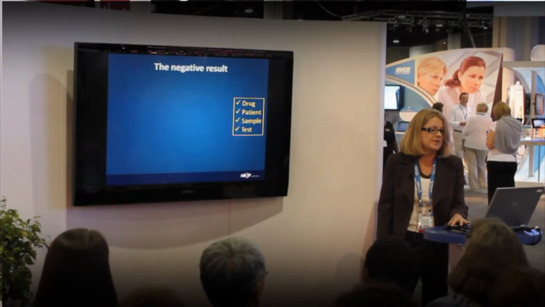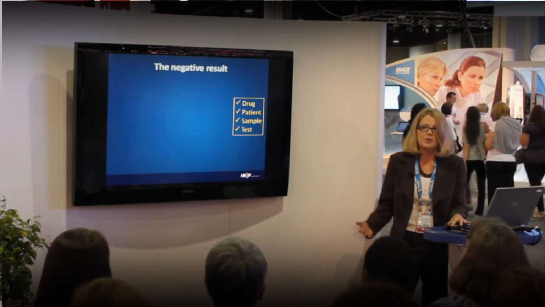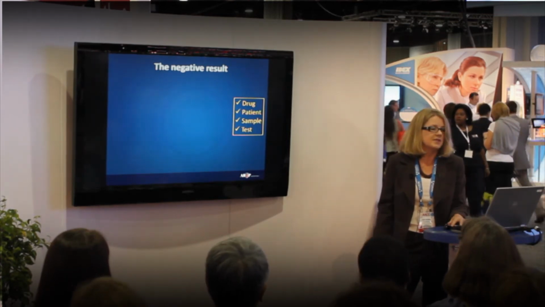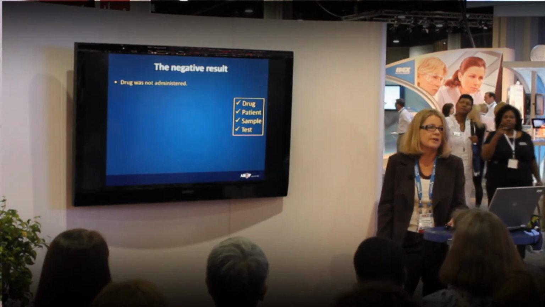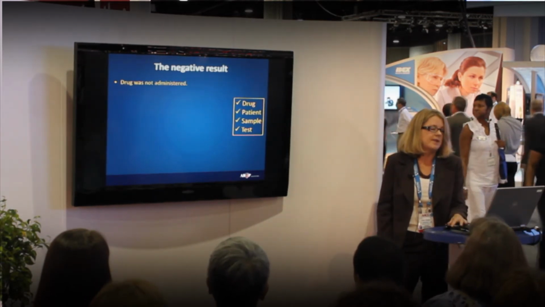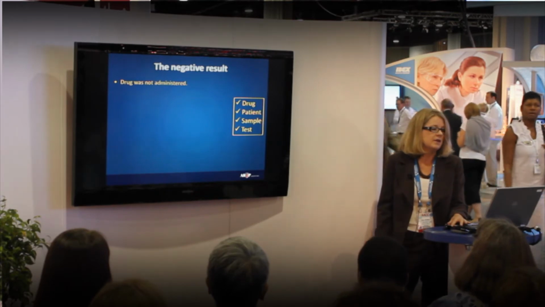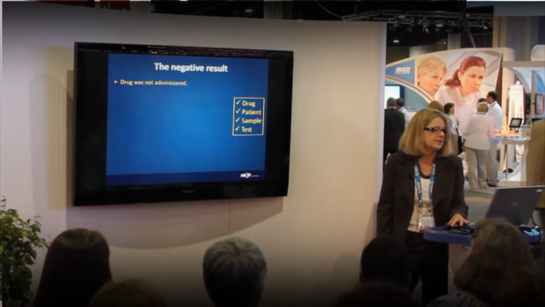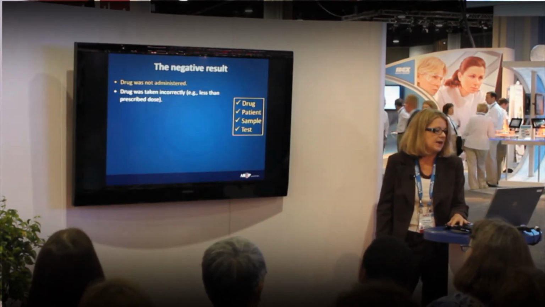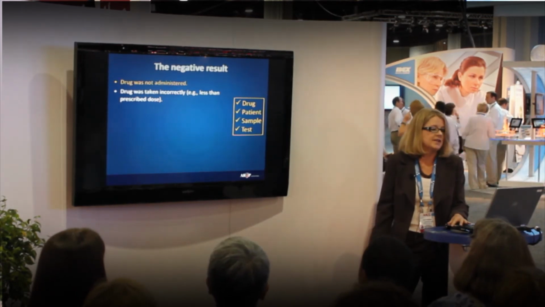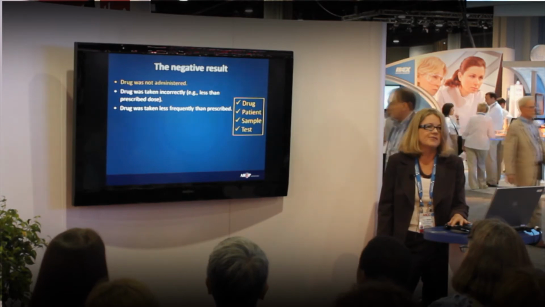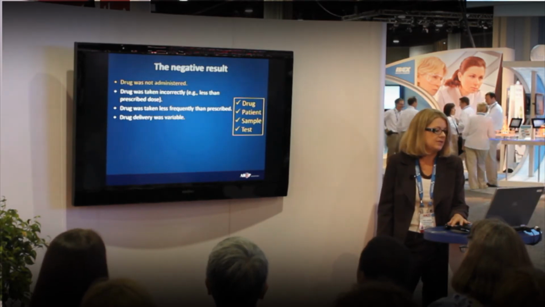So, starting with negative results, the most obvious interpretation when a result is negative is that drug was not administered. The patient did not take the drug. But before accusing the patient of not taking a drug they should have taken, we need to consider some other things. So if the result is unexpected, maybe it's because the patient's taking the drug incorrectly, such as less than prescribed or less frequently than prescribed.